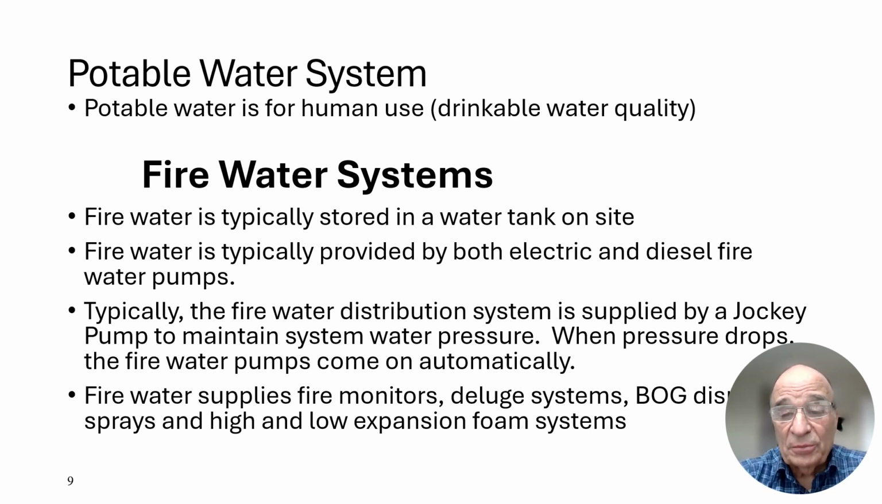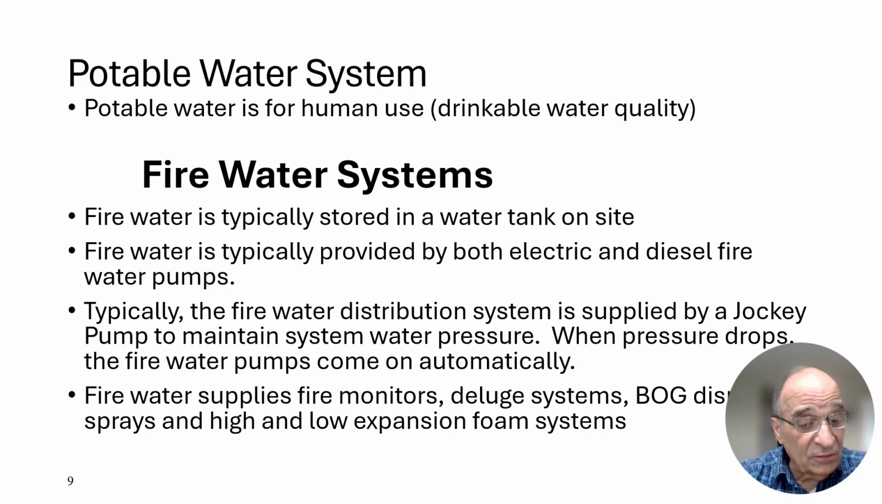Typically, fire water is distributed through a system that is supplied by a jockey pump. A jockey pump is a small pump just to keep pressure on the system. When a demand is called for, let's say someone opens a hydrant, then the main pumps come into play. The main pumps would be the fire water pumps that supply the hydrant system that's within the plant. When the pressure drops even further, then the diesel pump would come on as a backup. But the fire water system is something that's ready and available 24 hours a day, 7 days a week.